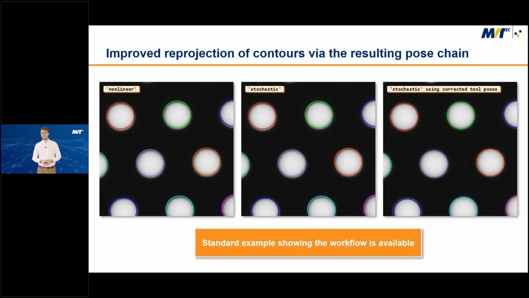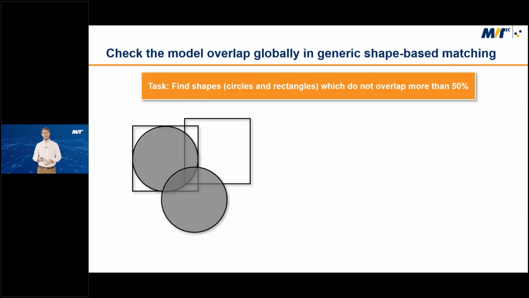Now let's move on to the world of shape-based matching. There we have a nice new parameter, if you have a specific setup and you want to check the model overlap globally. What does this mean? For example, you have this type of setup, okay? I know it's a very generic setup, but you want to find the circles and the squares in this. And you have two shape models, the square and the circle, of course. And now the task is to find only shapes, so circles and rectangles, which do not overlap by more than 50%. So between the shape models, they shouldn't overlap.